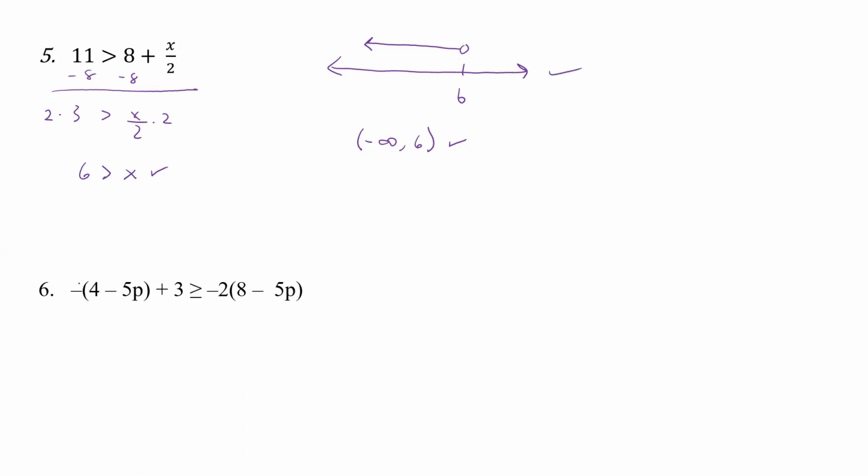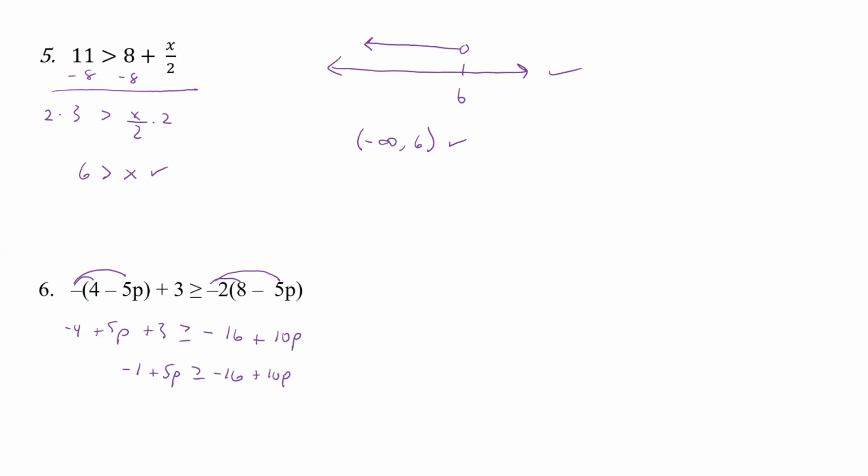Now for the next one, we have parentheses on both sides again. So what we need to do is distribute, and we're going to do that first. That gives us a minus 4, then plus 5p, then plus 3, greater than or equal to. Here we have a minus 16, then plus 10p. All right, so we have the two numbers here. Minus 4 plus 3 is a minus 1, plus 5p greater than or equal to negative 16 plus 10p.